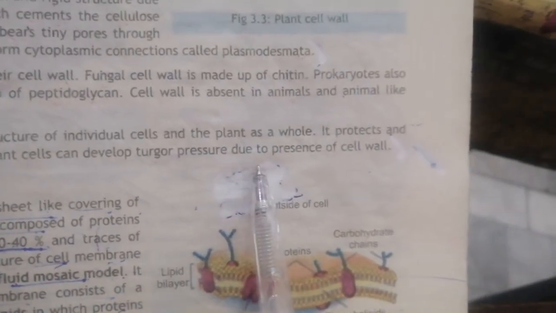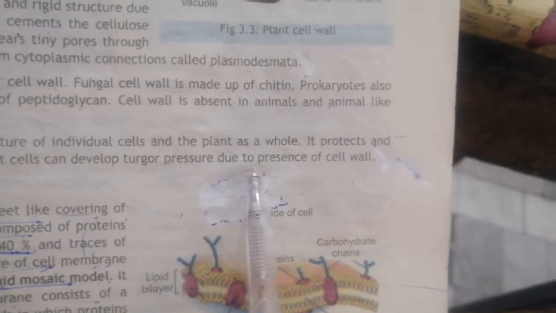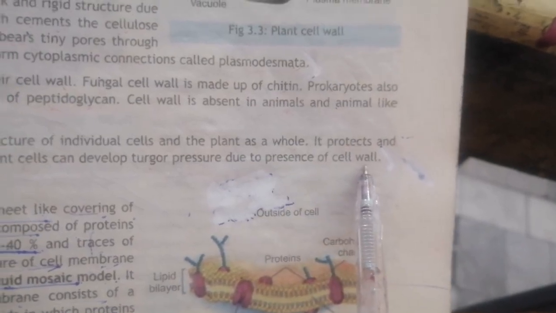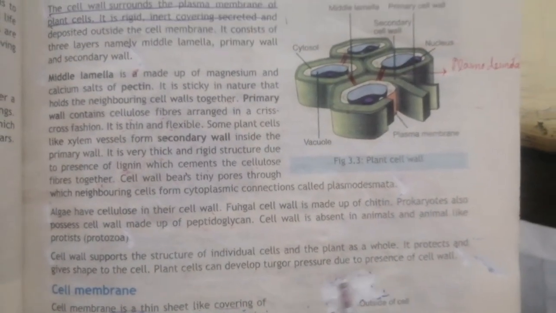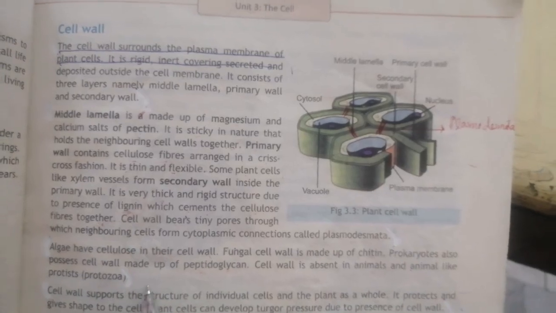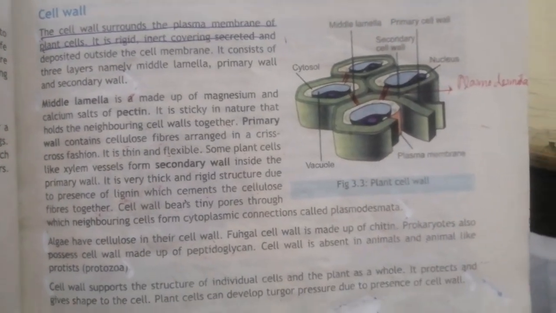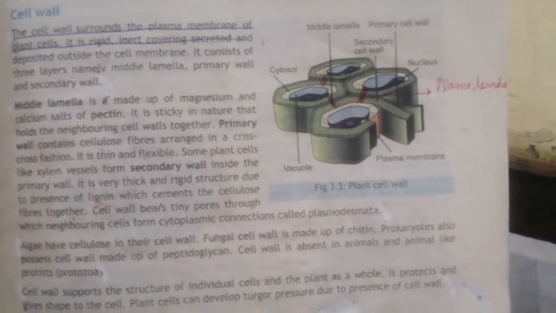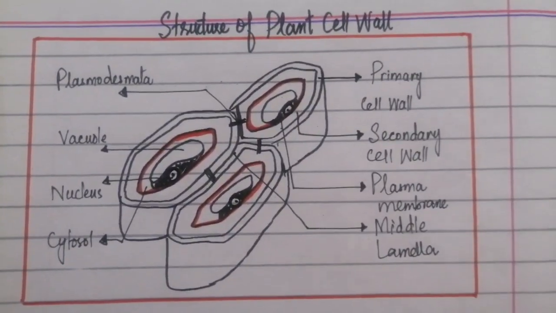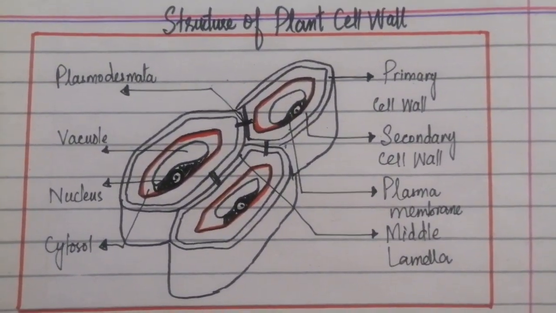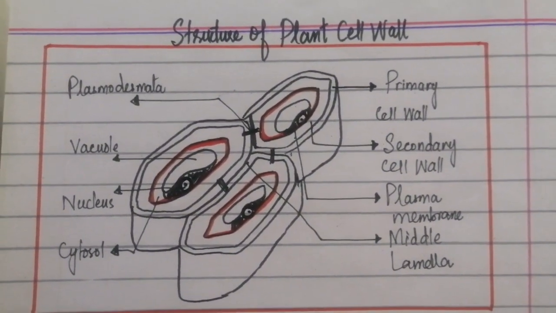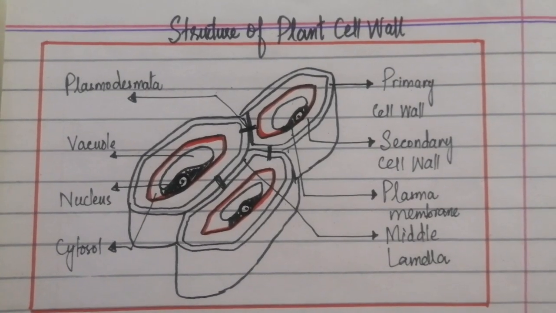And this stability can be achieved due to the presence of this cell wall. So, dear students, this is the topic we have discussed today. We have completed it. Now I am going to show you the simple structure of this figure, the plant cell wall. So here is the figure which you will draw properly in your notebooks. I hope you have understood today's lecture.